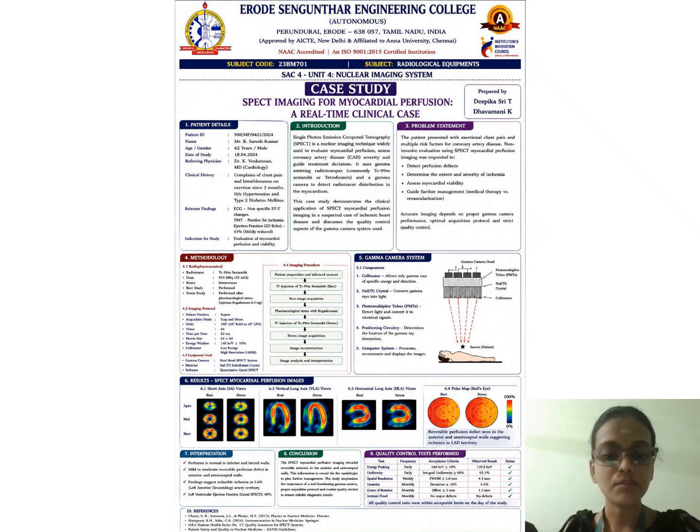Quality control is very important in nuclear imaging because accurate results depend on proper gamma camera performance. This confirms that the gamma camera was performing properly during this study.